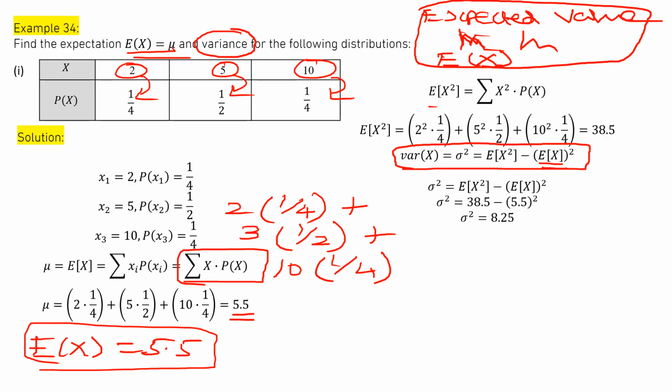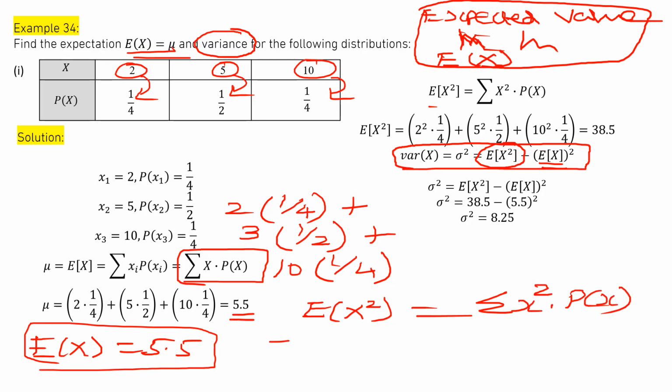So now what do I do? Now I have to find the E of x squared value. So how to find E of x squared? E of x squared means summation x power 2 times P of x. So that means we have to square every random variable and then multiply with the corresponding probability. Then we take the total.